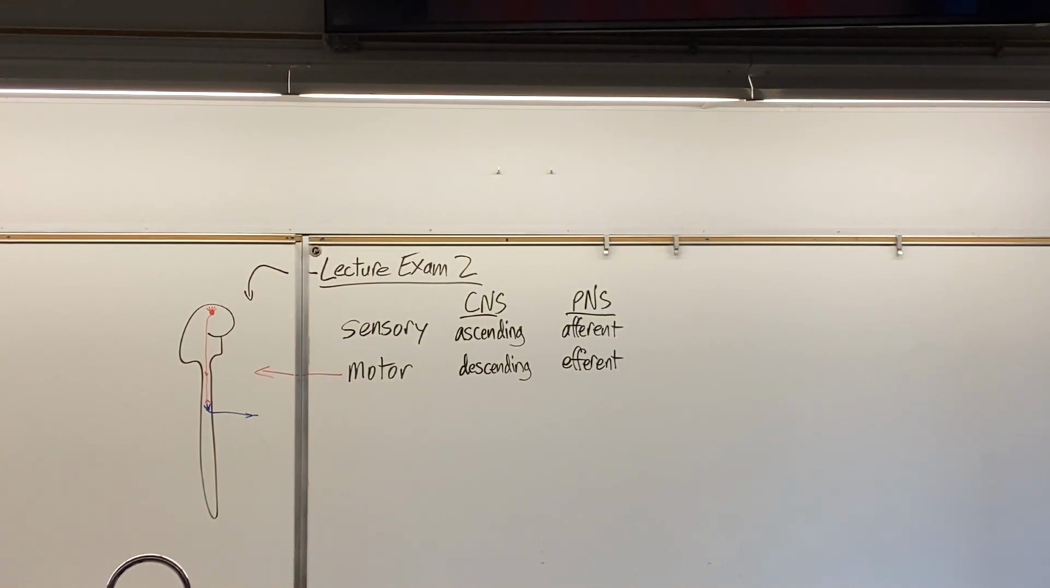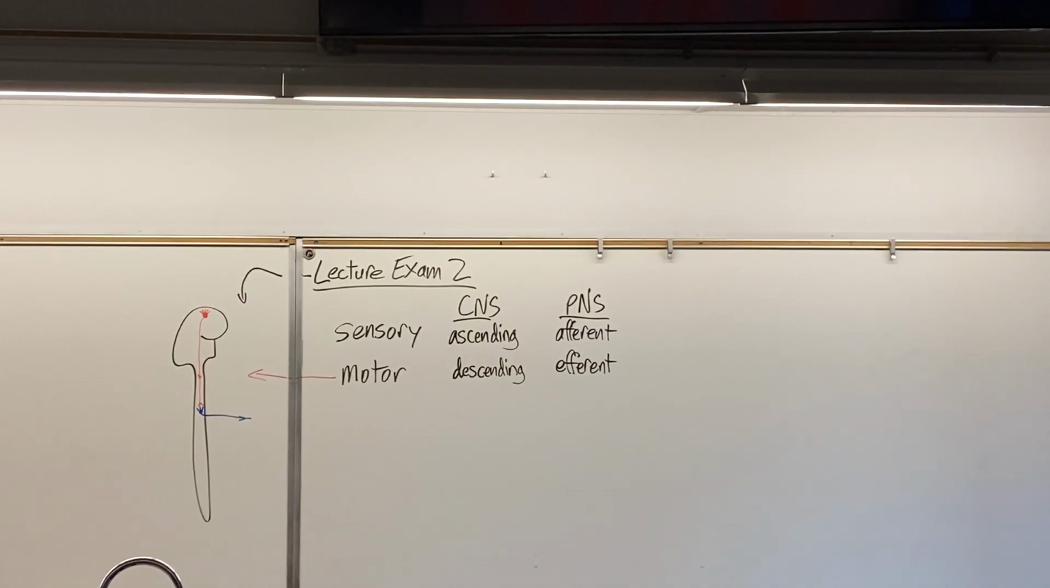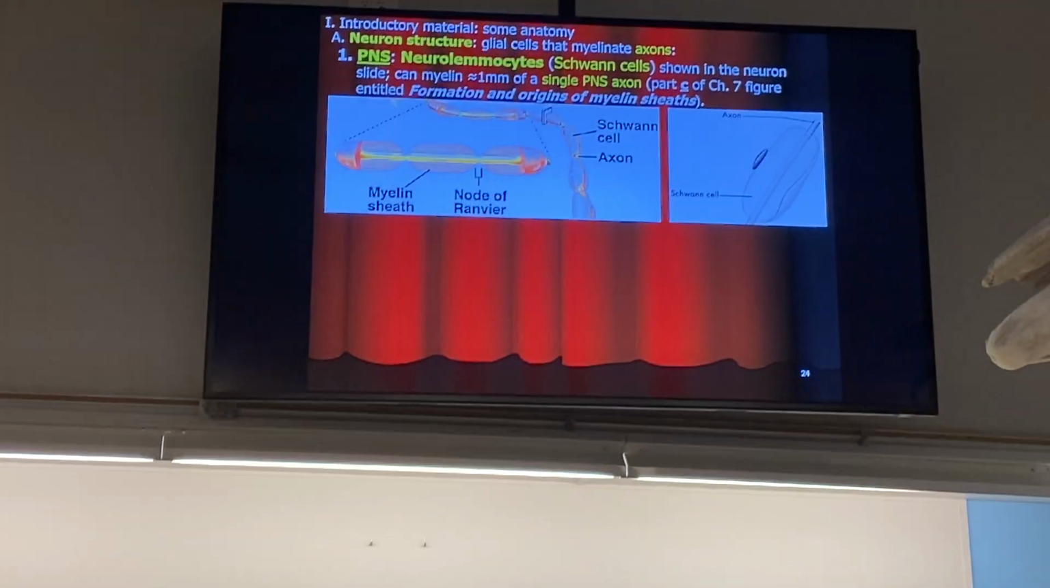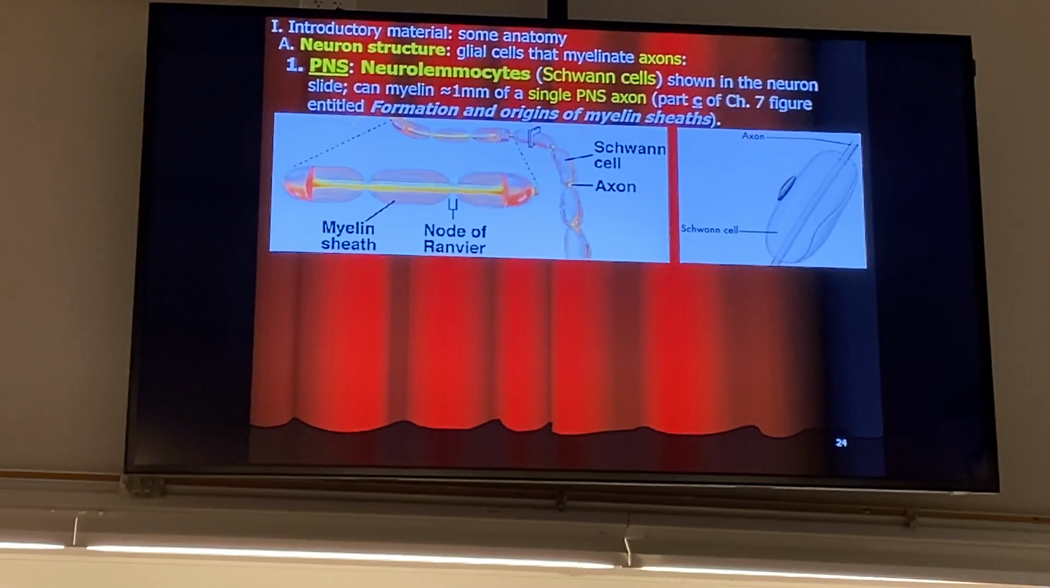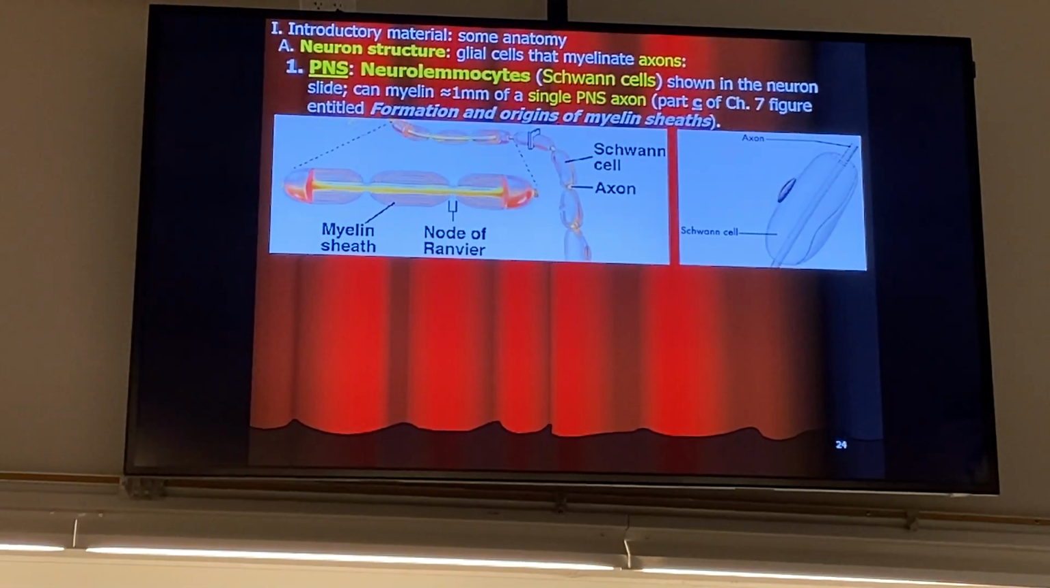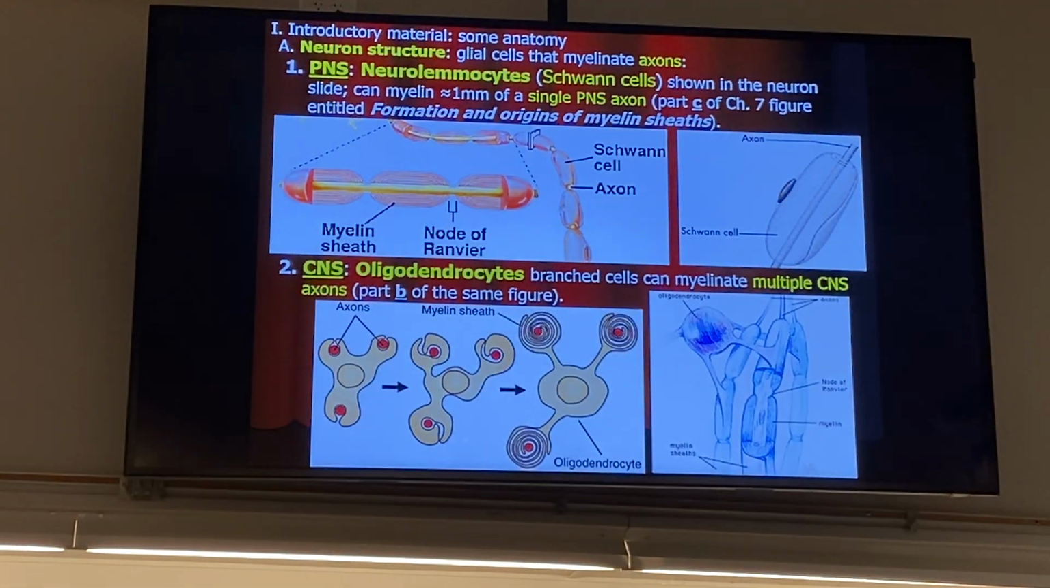We do have to look at the also the neuroglial cells. In the PNS, the only one you're responsible for is the neurolemmocyte or Schwann cell. These are the myelinating cells. In the CNS, the myelinating cell is the oligodendrocyte. So this slide is about myelination. Remember, some axons will be myelinated, but not all.